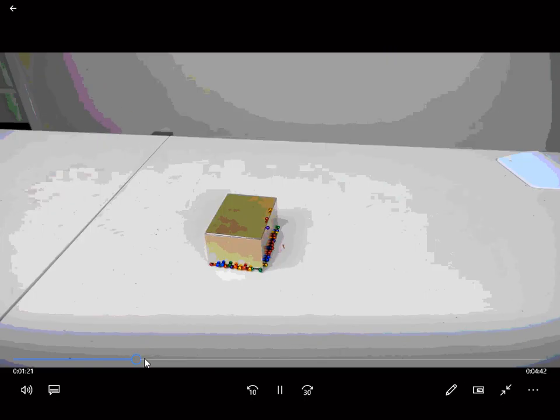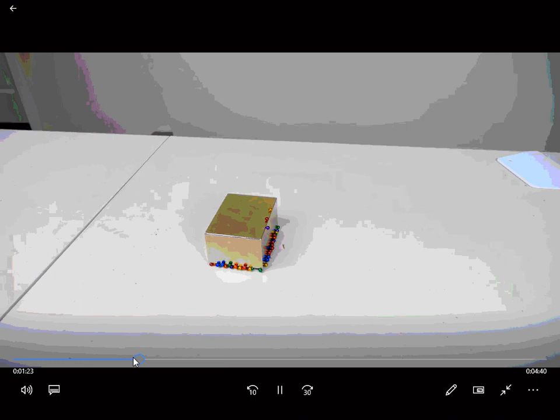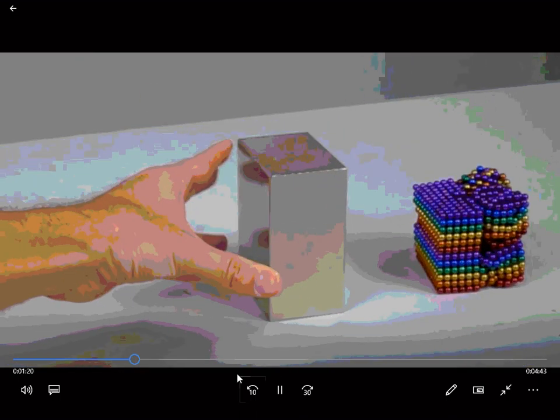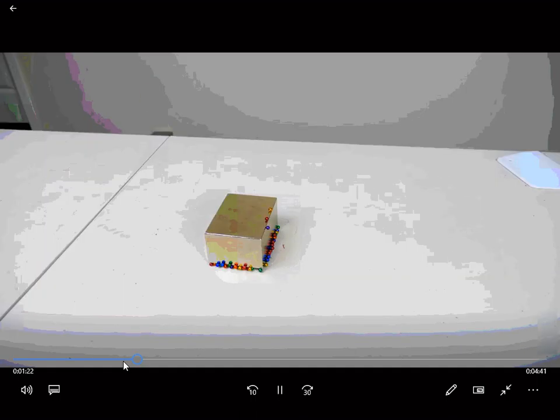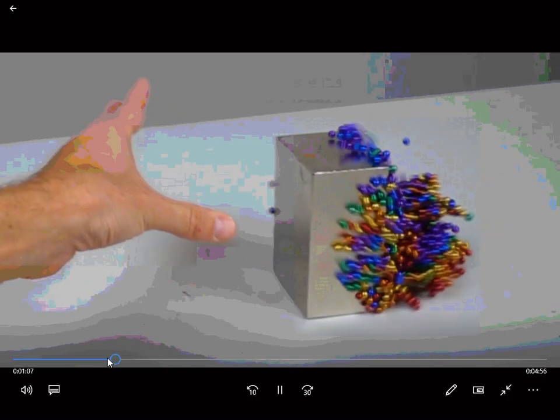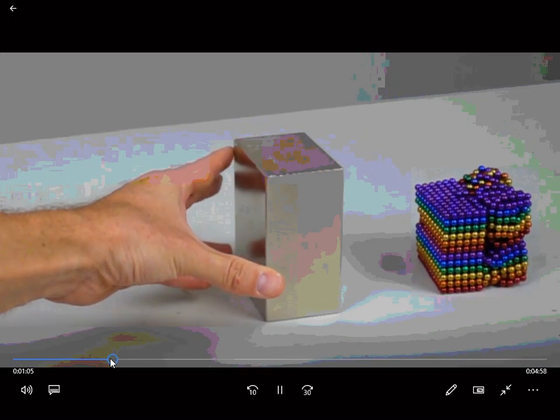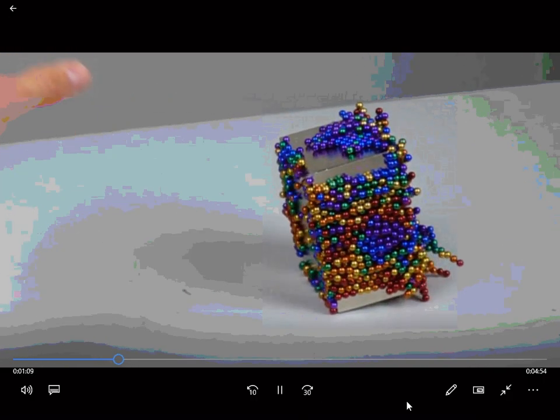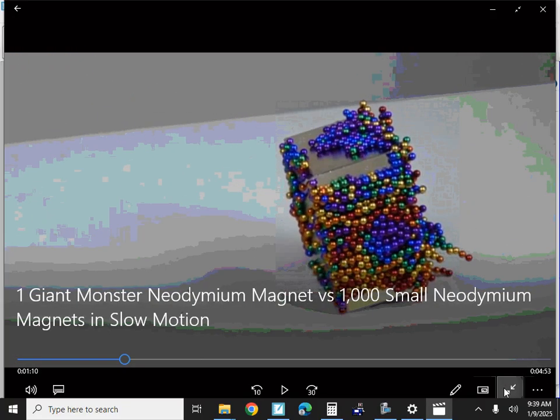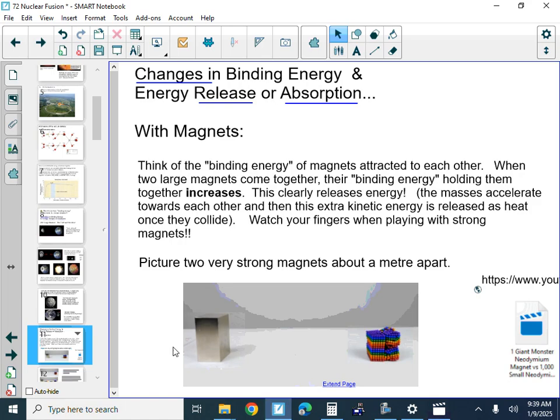And in fact, if you had two big magnets, you'd have to be really careful not to get your fingers stuck between them, right? So the process right here, right there, boom, right, all that energy got released, and then he shows it in slow motion, right? Kind of neat.